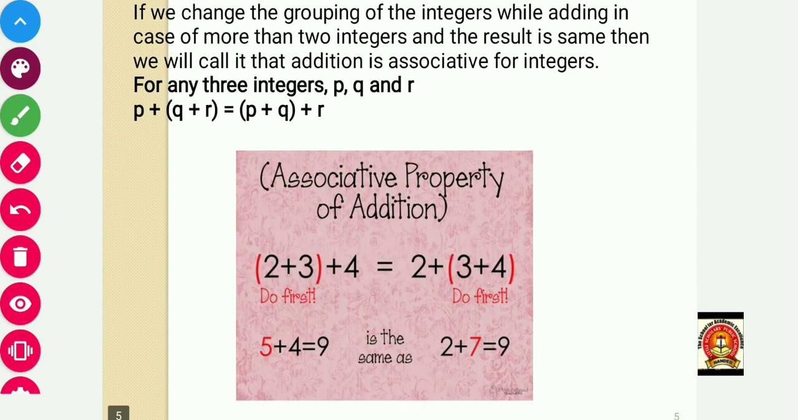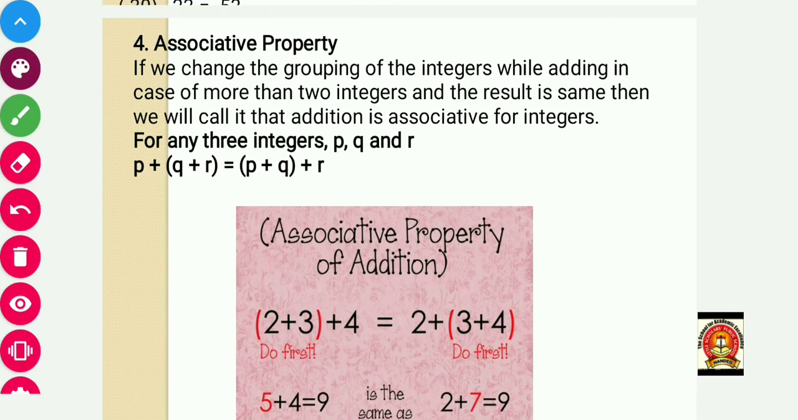The next is associative property. If we change the grouping of integers while adding in case of more than 2 integers, the result is the same. Like here, for any 3 integers p, q and r, p plus in bracket q plus r is equal to p plus q in bracket plus r. Means here if you are having more than 2 integers, the result is going to be the same. You can make a group of the first 2 and add the last third one, or you can make a group of the last 2 and add the first. The answer is going to be the same.